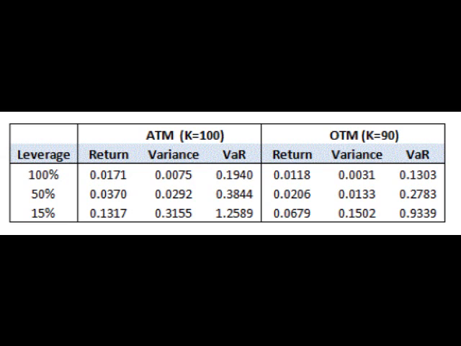The risk comes from leverage. Let's say, for example, a trader wants to sell out-of-the-money puts. Since he receives less premium for each put sold, he will likely increase the position size. For example, if he sells 2 out-of-the-money puts using leverage, M equals 50%, then the variance and VaR of his position are 0.0133 and 0.2783 respectively. Compared to selling one at-the-money cash-secured put, the risks increased substantially. VaR went from 0.194 to 0.2783.